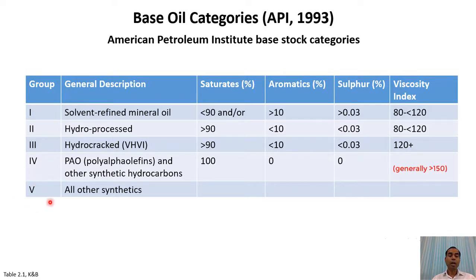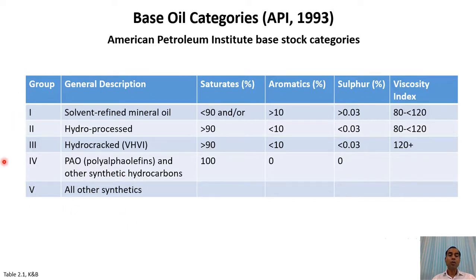Group 5 are all other synthetics. That means the synthetics which are not necessarily hydrocarbons, not necessarily polyalpha olefins. There are other types of molecules which are much more complex. So these are put in group 5.